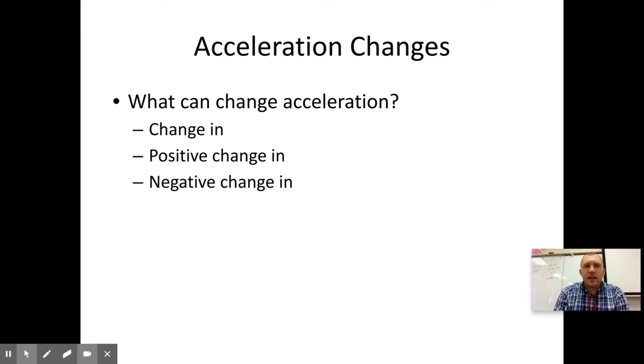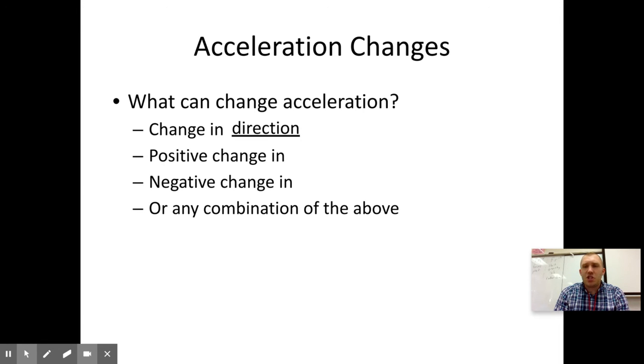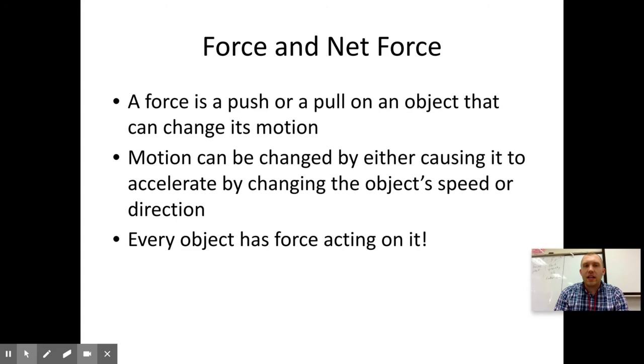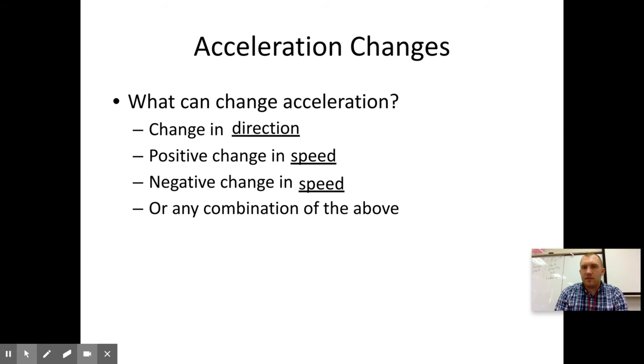What can change acceleration? Well, if you're thinking about it, it can be a change in direction. So you can go from the positive direction to the negative direction. We're mostly doing 2-directional graphs. If you add in the third dimension, it gets even more complicated. But any change in direction is an acceleration. Positive change in speed, so speeding up. Negative change in speed, so slowing down. Or speeding up in the negative direction would also work. Or any combination of the above.